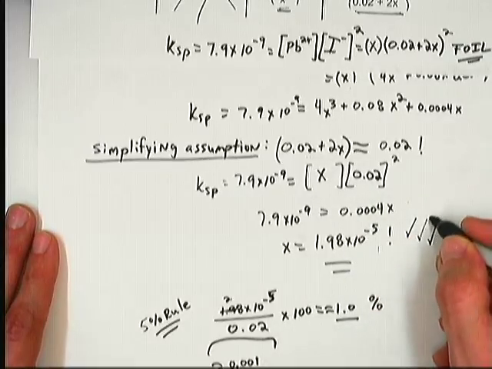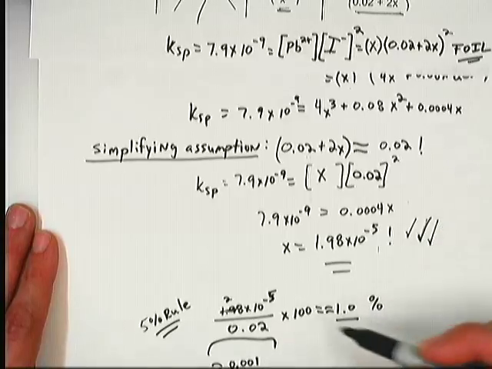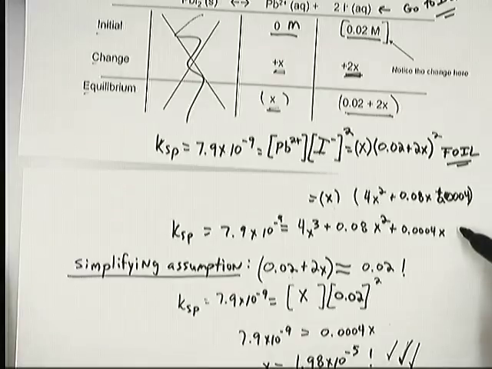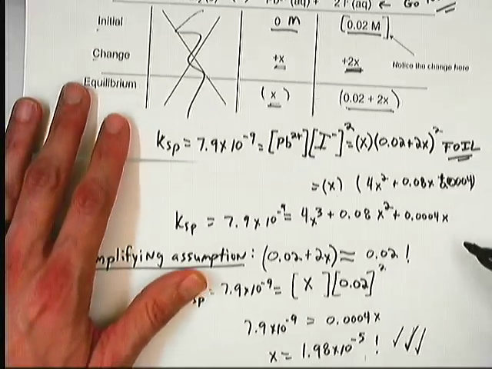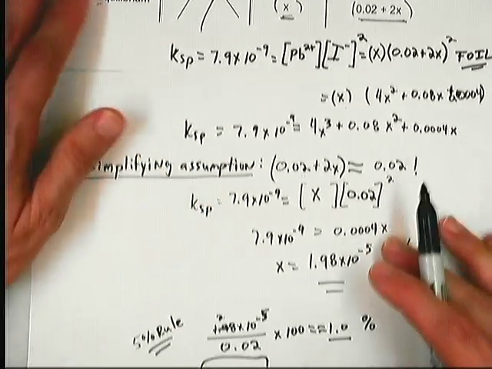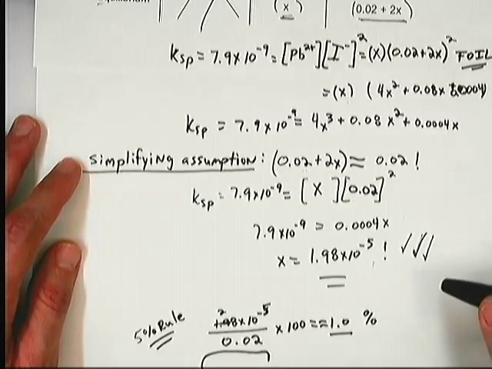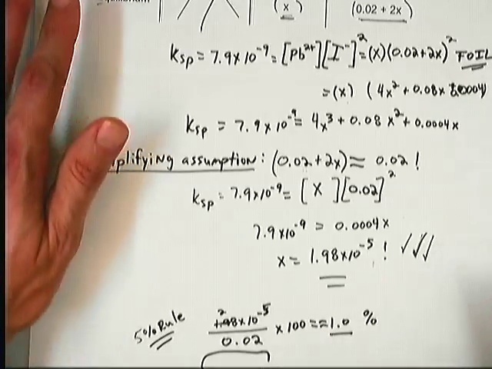If it's not less than 5%, generally you need to return to this form of the equation, the long form, without the assumption, and just solve it for x. Just numerically solve for x. But that's an example of making simplifying assumptions. We're going to do this quite often. It saves a lot of time if you're able to do it in solving problems.